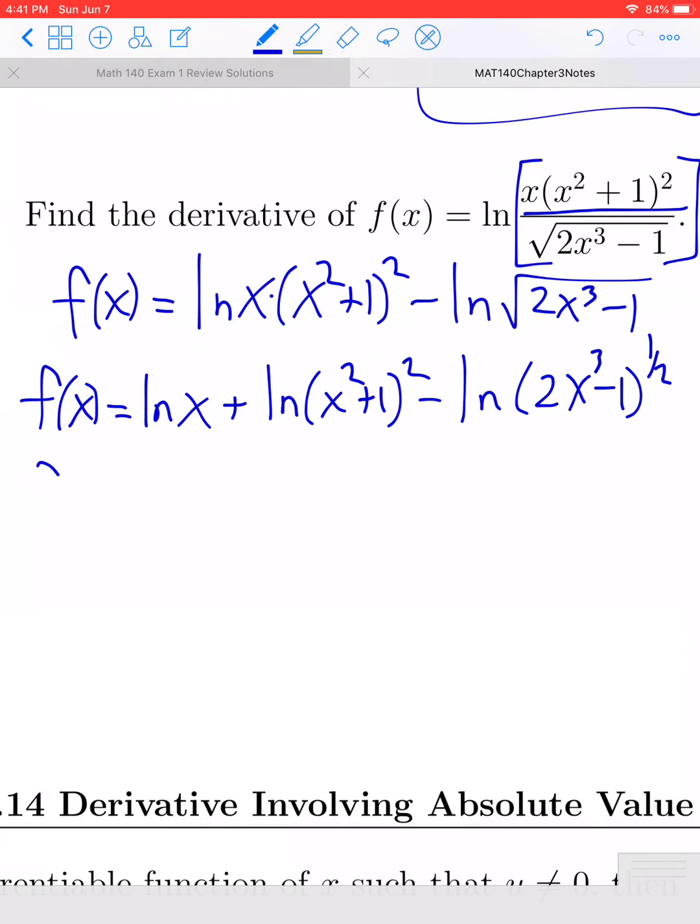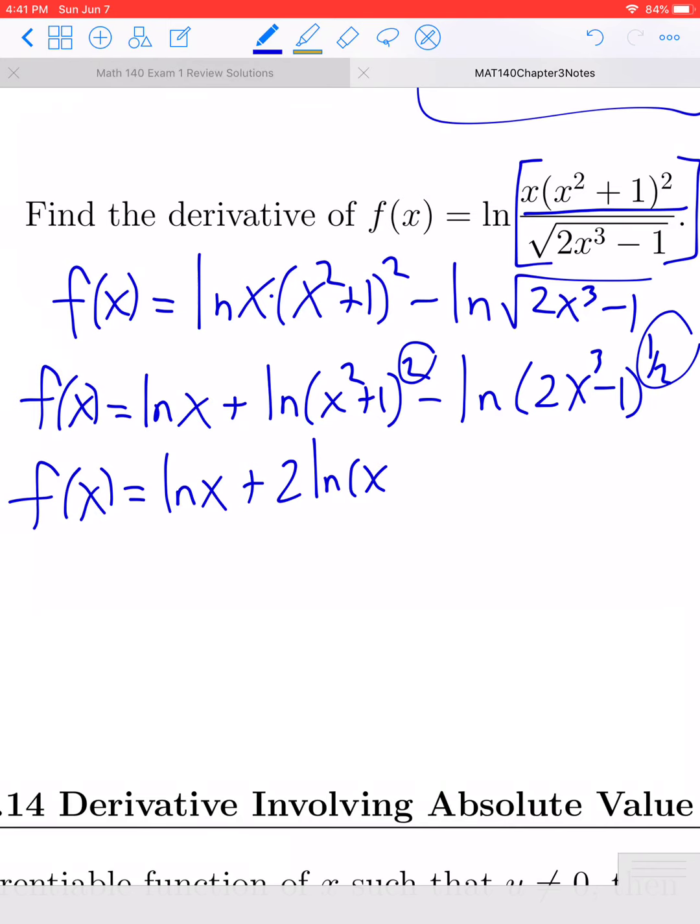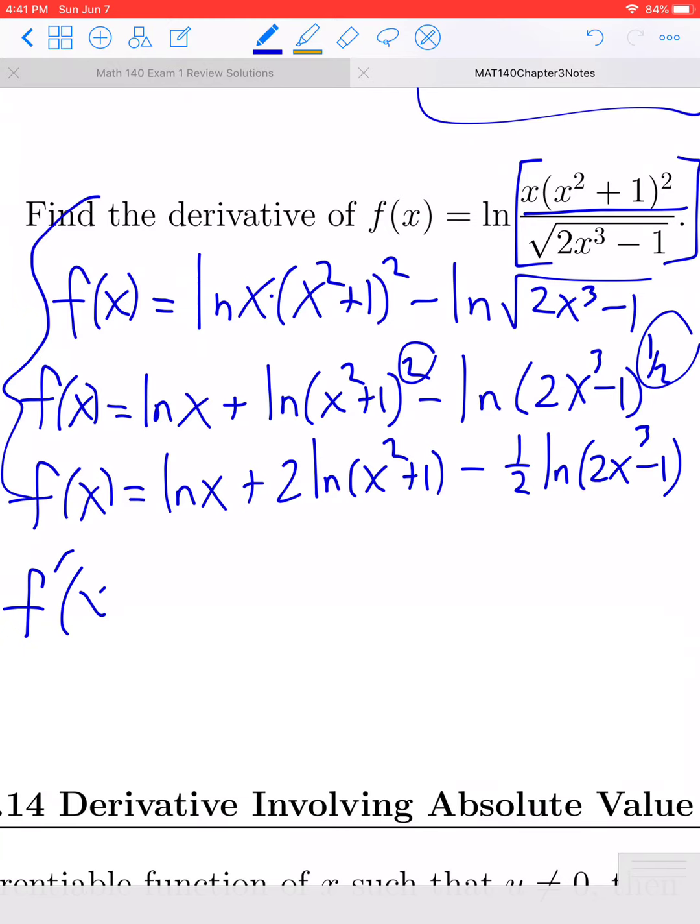And now lastly, we can simplify one more time by using the power rule to bring these exponents out in front as multiples. This is going to be 2 ln of x squared plus 1 minus 1/2 ln of 2x cubed minus 1. That's as much as we can expand it and break it apart, and that's going to make the calculus step much easier. So this step was all algebra, simply a matter of rewriting it. Now it's in a form that makes the derivative much easier to deal with.